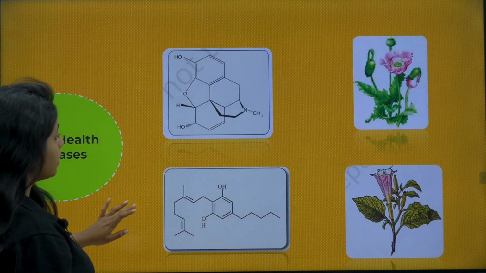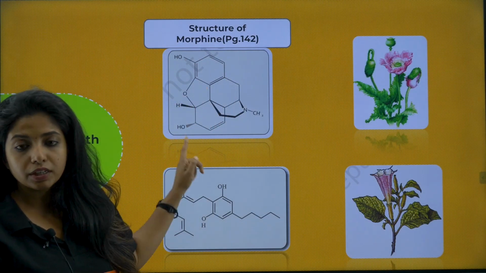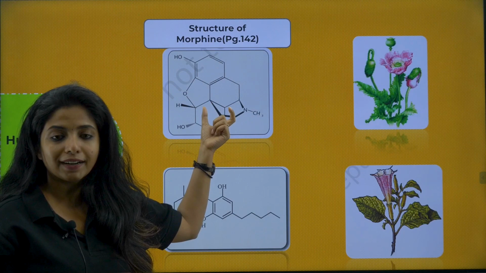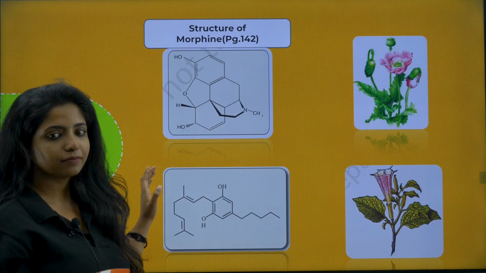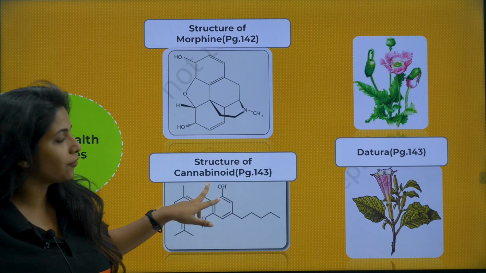Now, human health and diseases, this structure of morphine is given on page number 142, my dear children. You can be asked, where do you get this from? From which plant? It is from Papaver somniferum, opium poppy. Now, this structure is of cannabinoid.